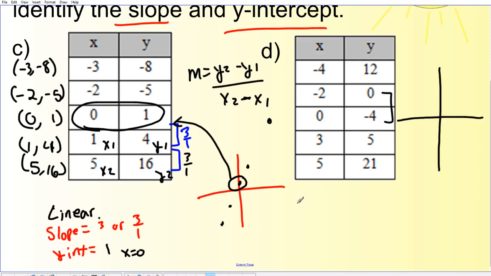So, (-2, 0). I should change color. (-2, 0), (0, -4). Okay, so I did these 2 points. Then (3, 5), and (5, 21). 5 would be out here somewhere. 21 would be way up here somewhere. I mean, look at this. Can you draw a straight line through those points already? No. No, you can't.